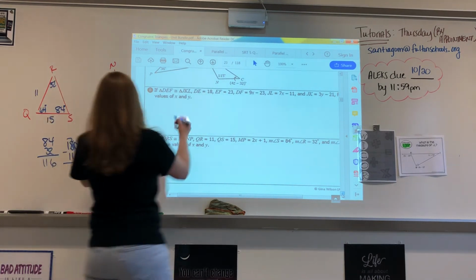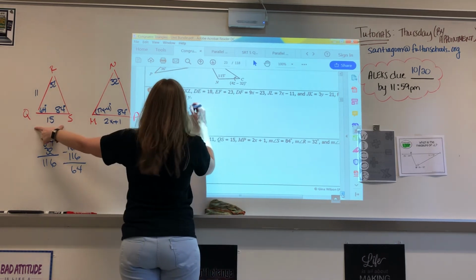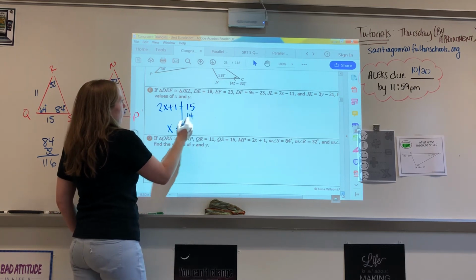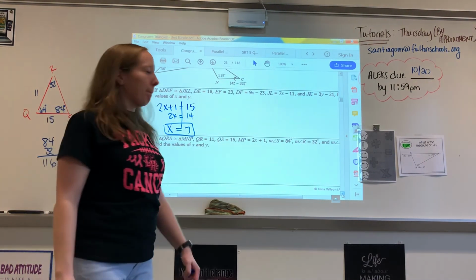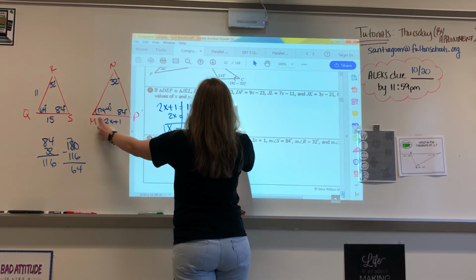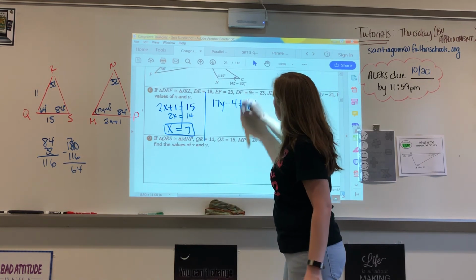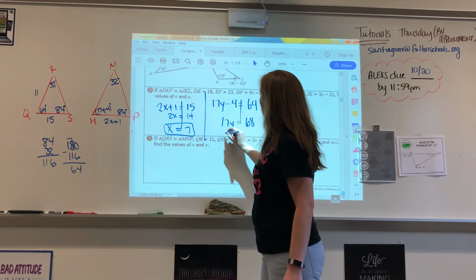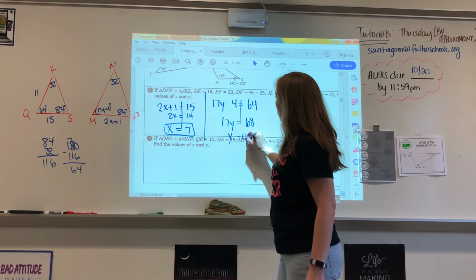I see 2x plus 1 is a side, and corresponding to that is QS, which is 15. When you solve, subtract 1 and you get 14. You should get x equals 7. Then, by the triangle sum theorem, I know what corresponds to angle M: 17y minus 4 equals 64 degrees. Add 4 on both sides, I get 68. Bring down 17y. Divide by 17. That is 4.